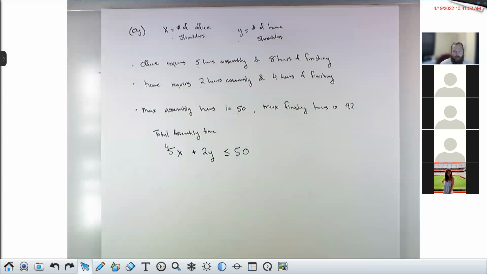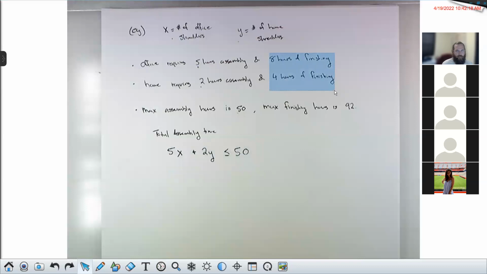If you make X office shredders, you've got 5X hours going into assembly. If you make Y home shredders, you've got 2Y hours going into assembly. So the total time you spend assembling these things is 5X for the office plus 2Y for the home. And we can only put 50 man hours into that per day. So here's your first inequality.